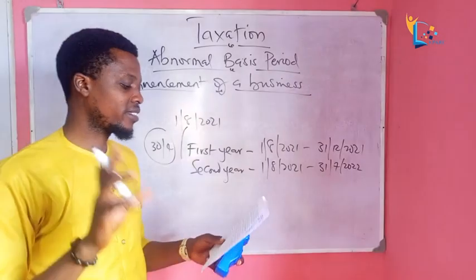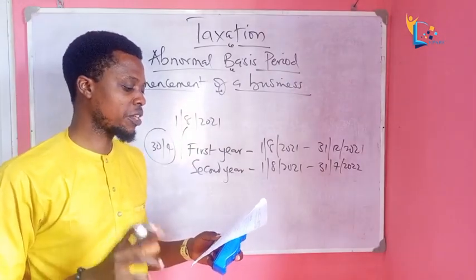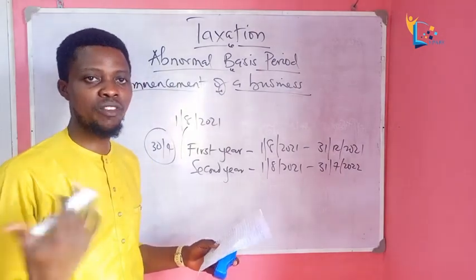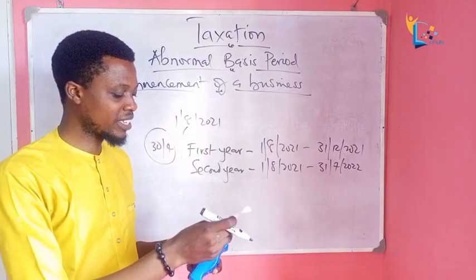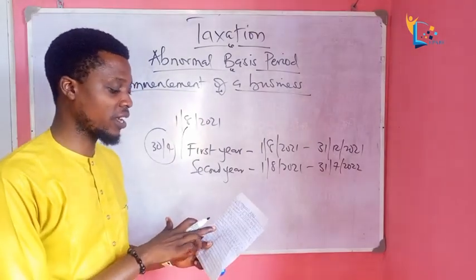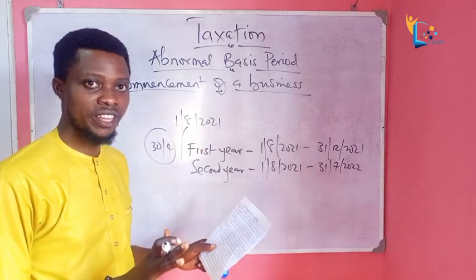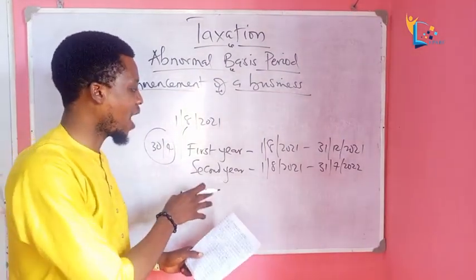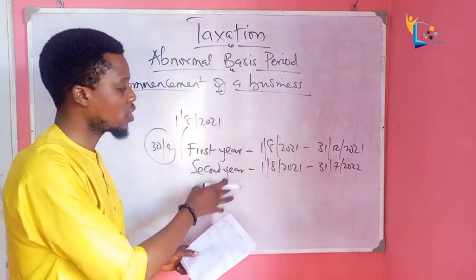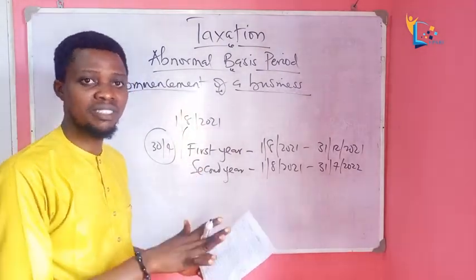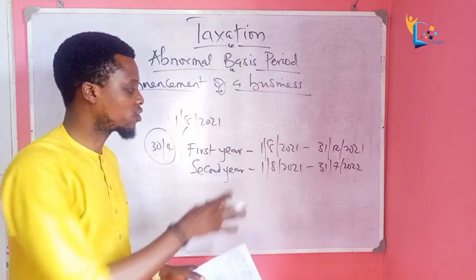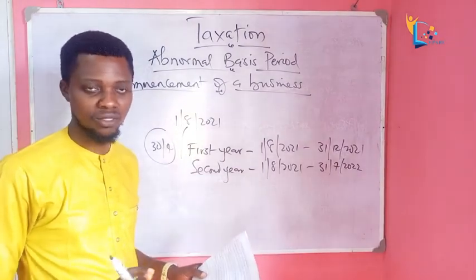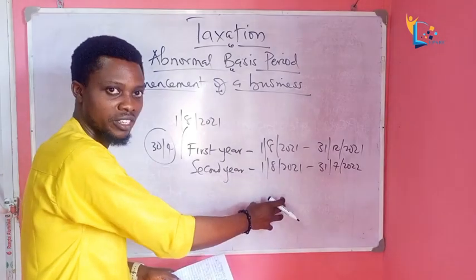Now, the third rule says the assessable income for the third year will be the profit of the preceding year basis. The preceding year basis is the first 12 months. This one is the normal basis. But in a situation where you don't have the normal basis, that is, the preceding year basis on ground, you simply repeat the second year. Don't worry, we're going to see practical examples.